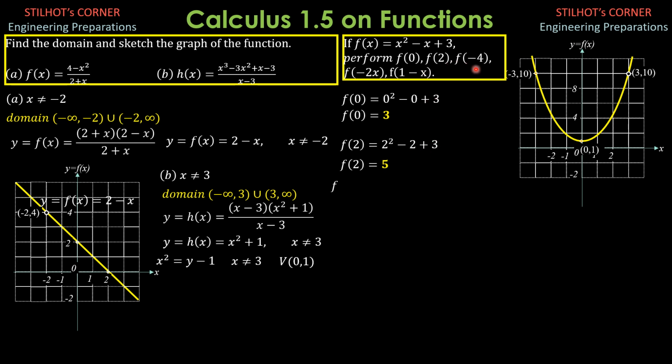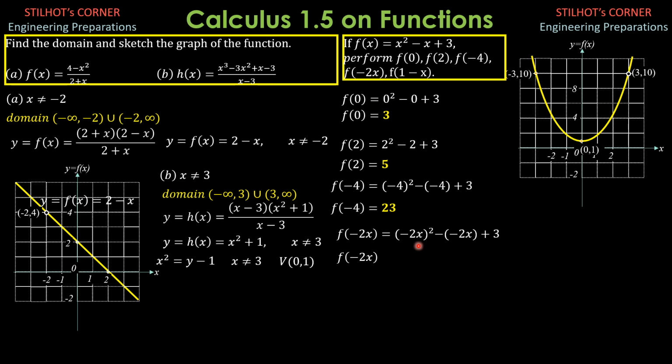F of negative 4 is quantity negative 4 squared minus quantity negative 4 plus 3. So negative 4 squared is 16 minus negative 4 plus 4, so 20 plus 3, 23. So f of negative 4 is 23. Then f of negative 2x, we replace x by negative 2x, so quantity negative 2x squared minus negative 2x plus 3. Simplifying, this is f of negative 2x is 4x squared plus 2x plus 3.